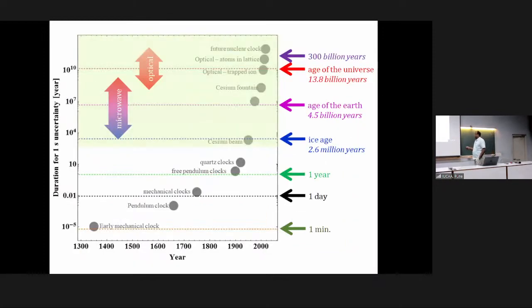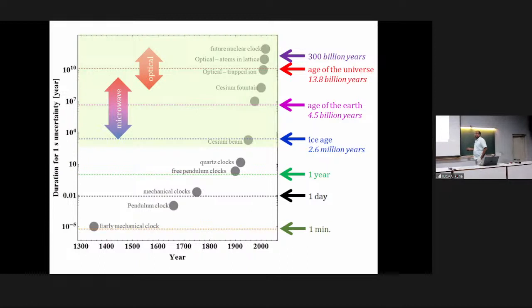Now, this is a plot of about 700 years. This axis says: if a clock runs for some amount of time, what should that amount be for the clock to give 1 second of inaccuracy? For example, for an optical clock, it's 300 billion years. So what should be the duration of the clock so that it gives 1 second inaccuracy over that time?